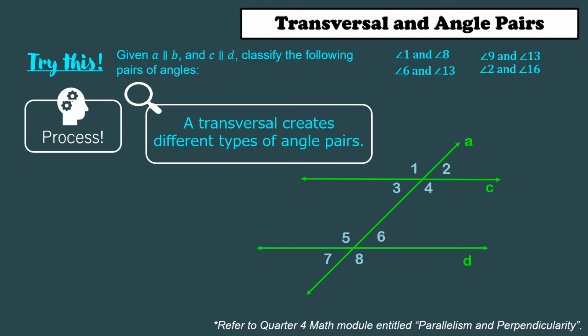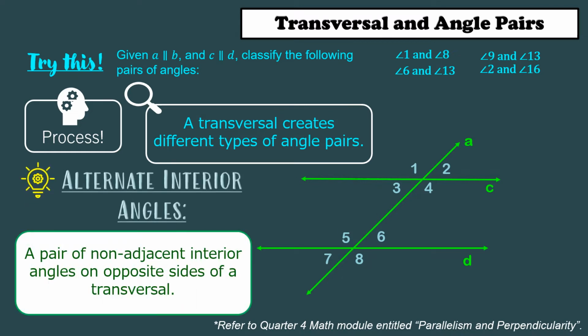Another type of angle pairs created by parallel lines cut by a transversal is the alternate interior angle, which is a pair of non-adjacent interior angles on the opposite sides of a transversal. This means we focus on interior angles that are found on opposite sides of the transversal A. Thus, our alternate interior angles are angles 3 and 6 and angles 4 and 5.